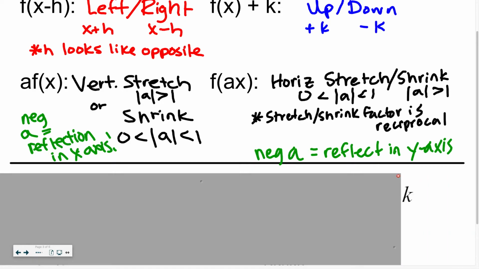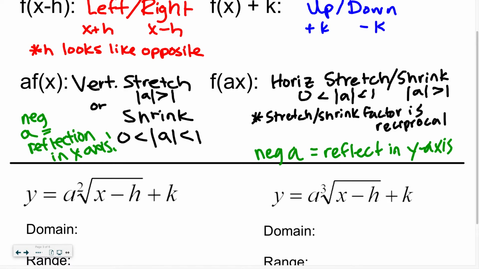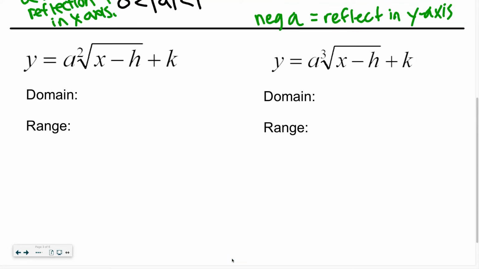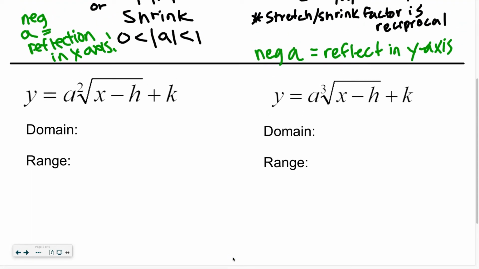So the last thing, and this goes back to the question that Delaney asked about, these are generally going to be the forms that I give you for square root and cube root graphs. So like that question that Maddie is asking about, notice that the A I'm putting here is really on the outside. Okay. So we're going to focus more on vertical stretches and shrinks, okay, for both of those.